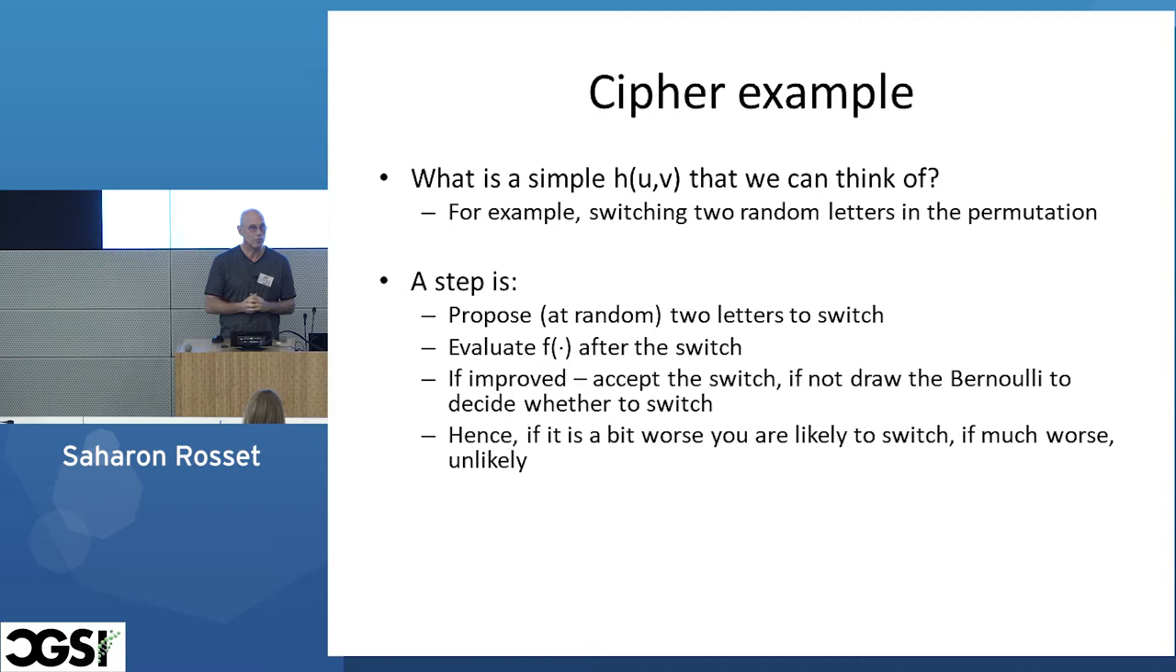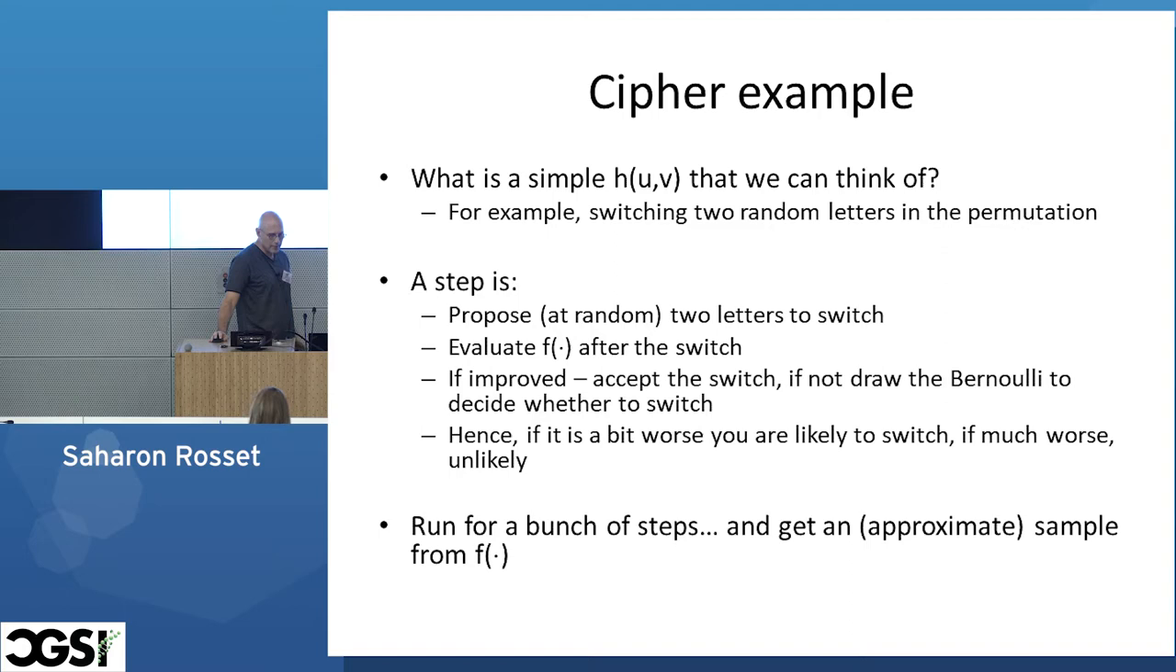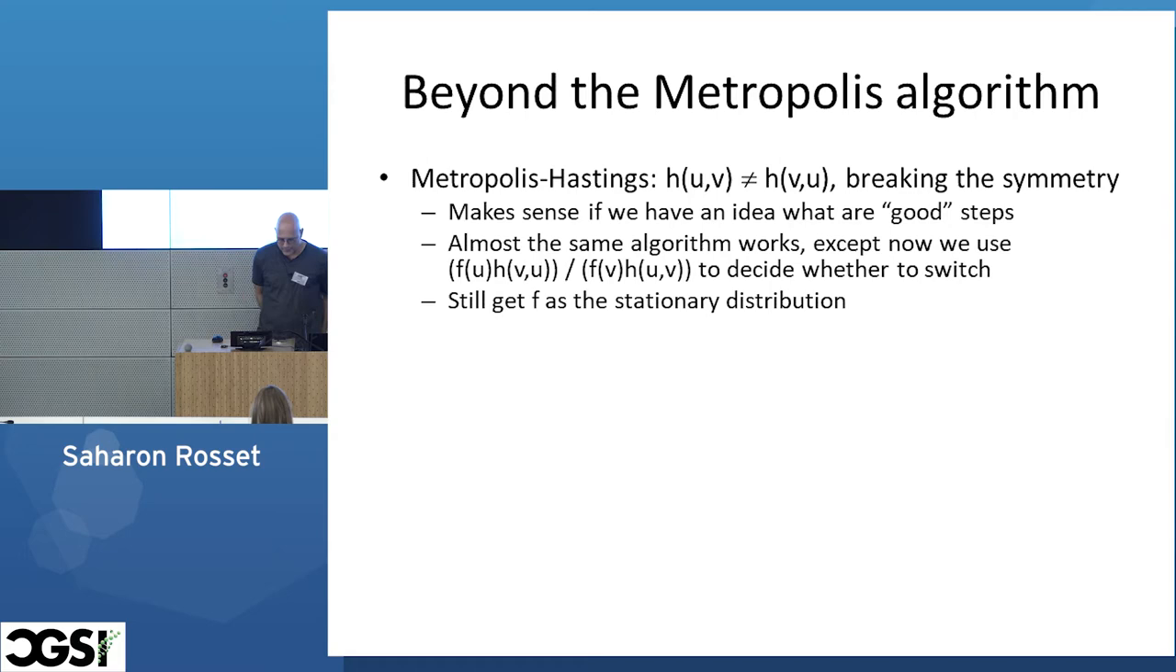So we are at the top of some hill. We have some good deciphering. We want to go down the hill a little bit because maybe there's a bigger hill. The biggest problem is if we are on some hill, we want to be able to get to other hills which are maybe even bigger. So that's why we need to be able to go down as well and not only up. So we run this for a long time and then we get an approximate sample from f. Okay, so this is the Metropolis algorithm and its application to the cipher.